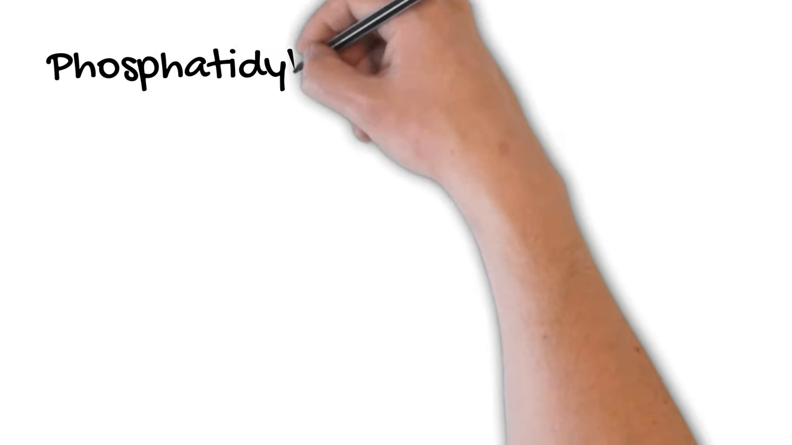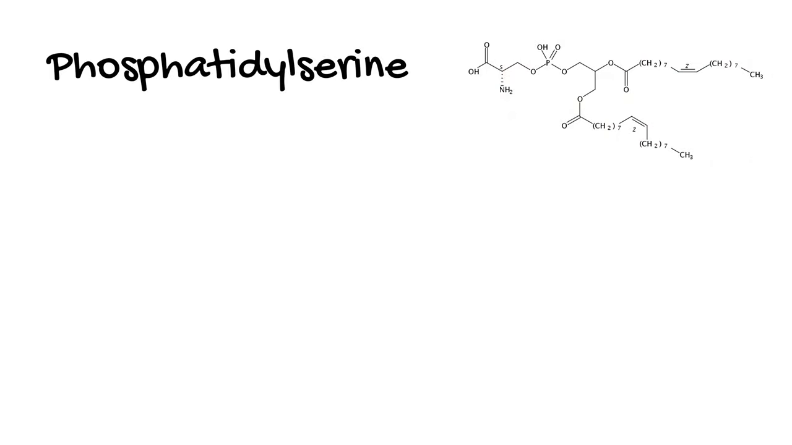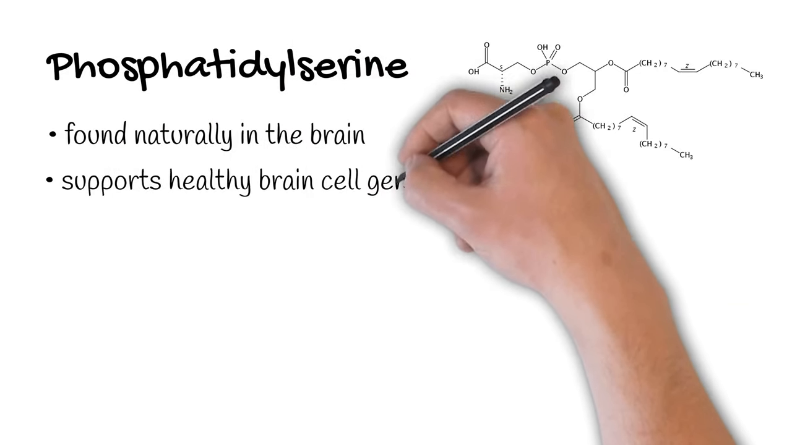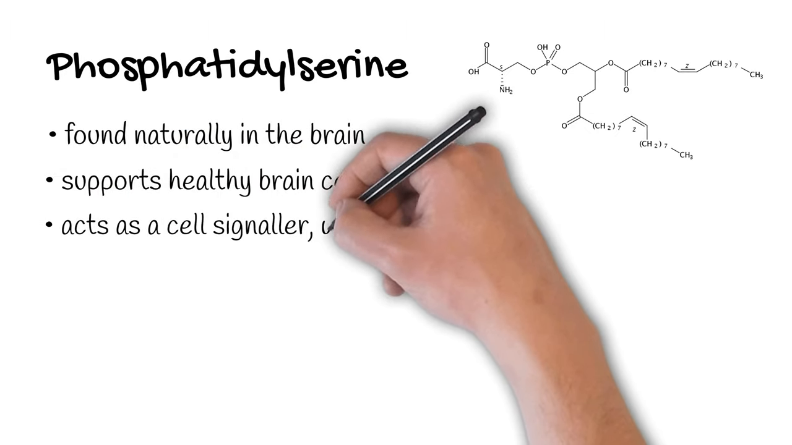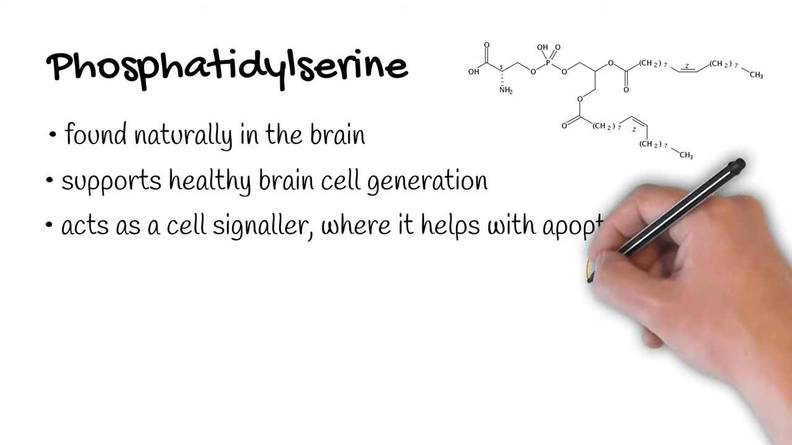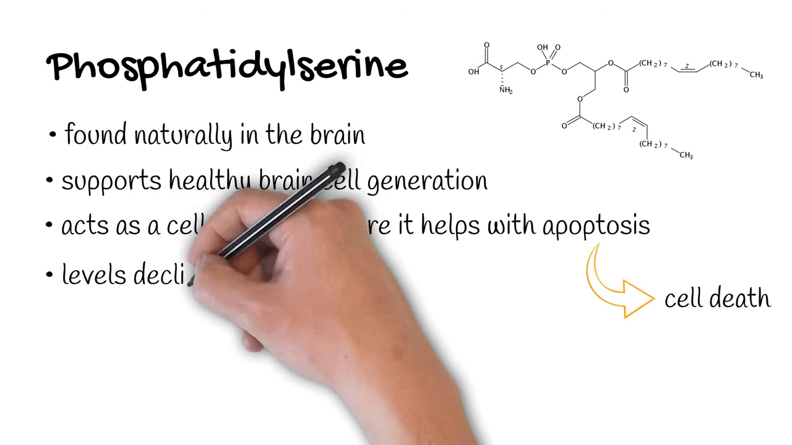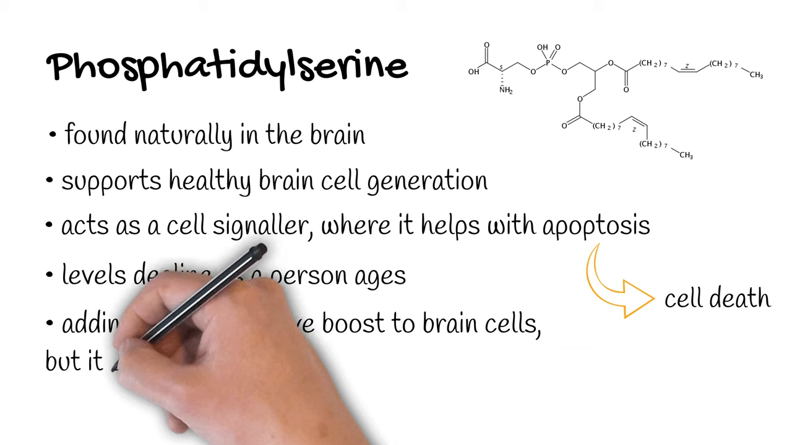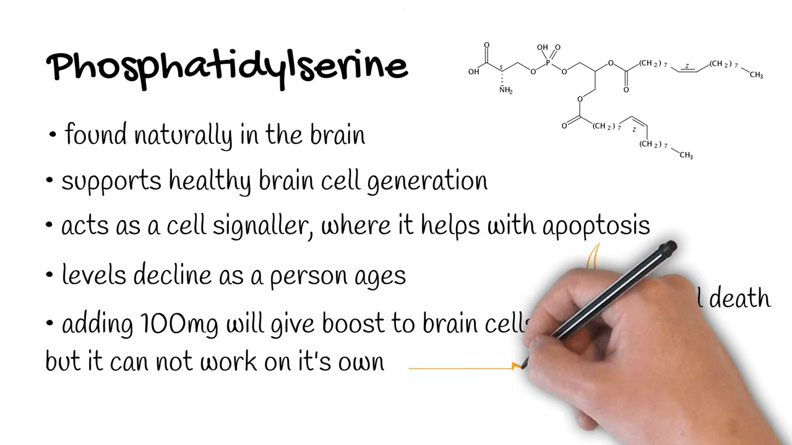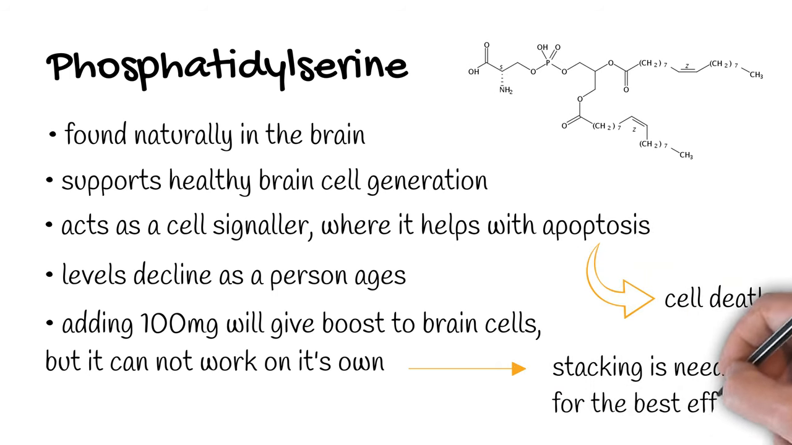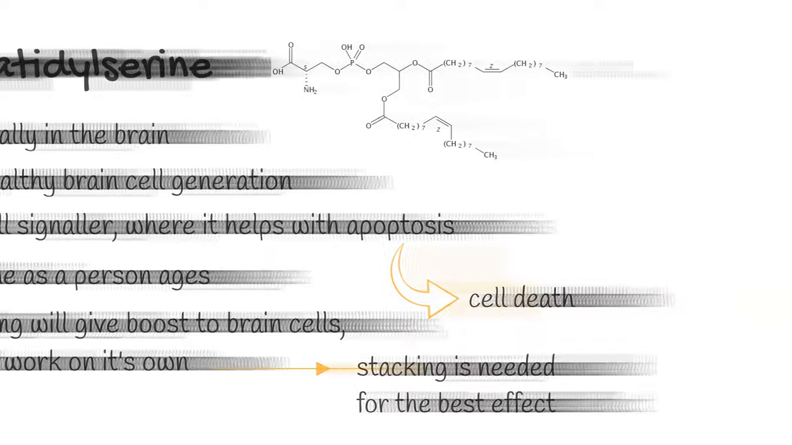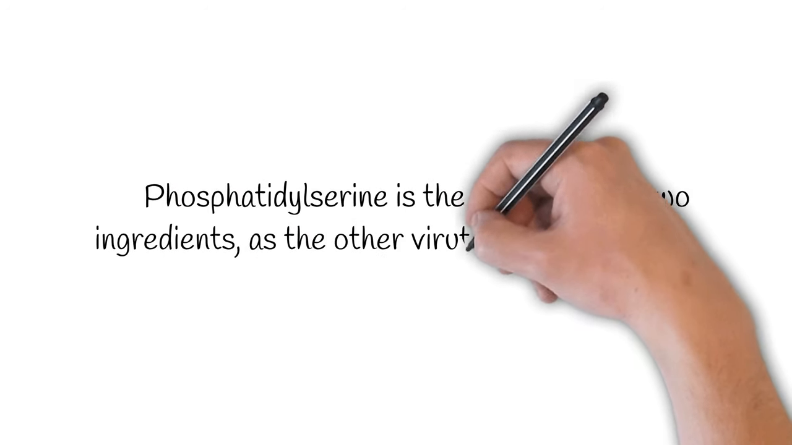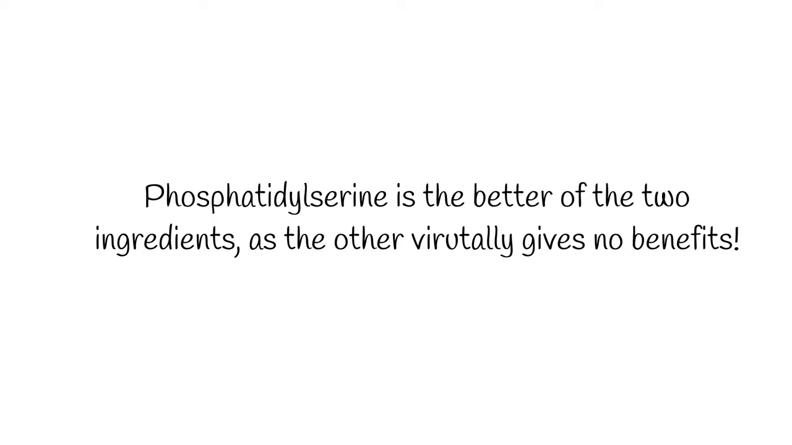The second ingredient, phosphatidylserine, is closer to the mark of qualifying as a nootropic. This is a phospholipid found naturally in the brain where it helps support healthy brain cell generation. Another function of this important phospholipid is acting as a cell signaler where it helps with apoptosis. Phosphatidylserine levels decline as a person ages, so supplementing can help with that. Adding in 100 mg, as it says on the Neuriva label, will give brain cells the boost they need. However, it's hard for this compound to do all the work on its own, and stacking it with other effective nootropics may yield better results for maximum cognition. All said and done, it makes us wonder why this wasn't listed as the first of the two ingredients. At least it can be linked to some brain-boosting functions, whereas coffee fruit extract means virtually nothing.